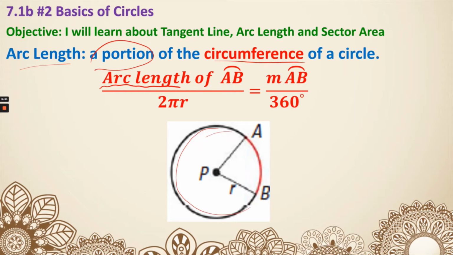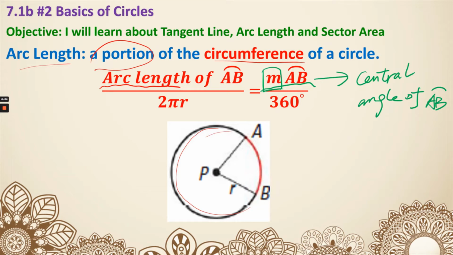Something I want to emphasize in this formula is right here. This measurement of AB is actually indicating the central angle of arc AB. So whenever you see this little m, it is going to give you an angle, not a length. Now let's see where this formula came from.